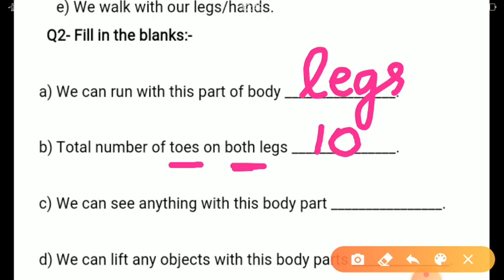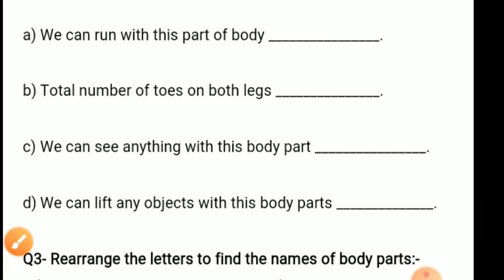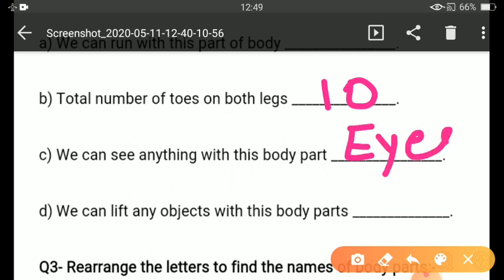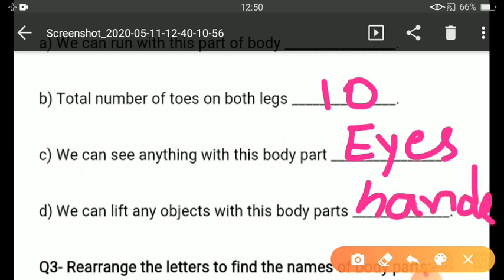Now see the next, we can see anything with this body part. Which body part? We can see anything with this body part? Eyes. Correct answer, eyes. Clear? Now see the D part. We can lift any object with this body part. So we can lift any object with which body part? With our hands. I told you the function of hand.